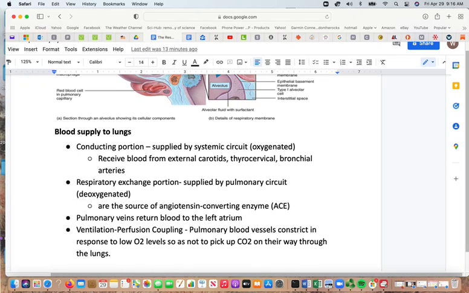So you have ventilation perfusion coupling going on. The pulmonary blood vessels constrict in response to low oxygen. They do this so they don't pick up carbon dioxide on their way through the lungs.